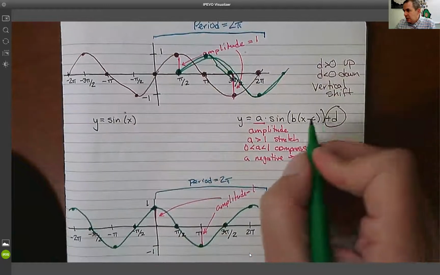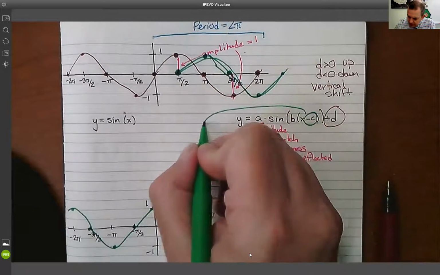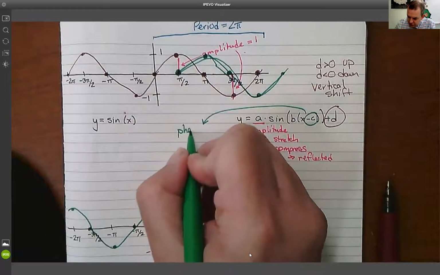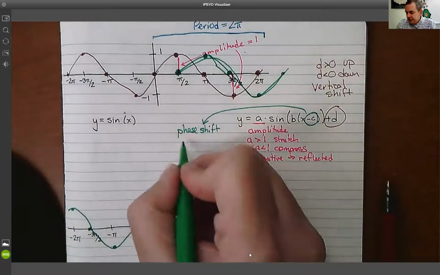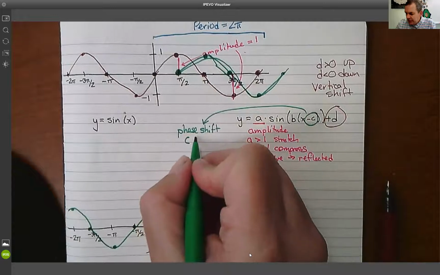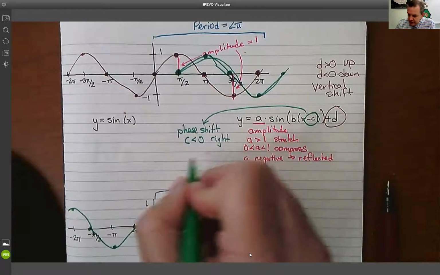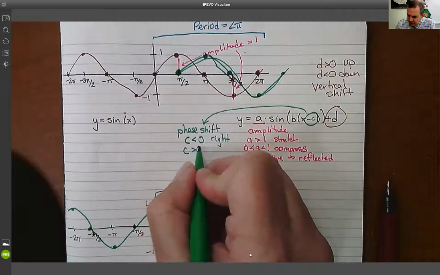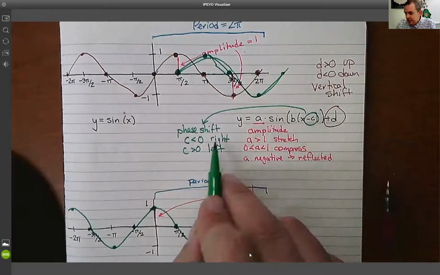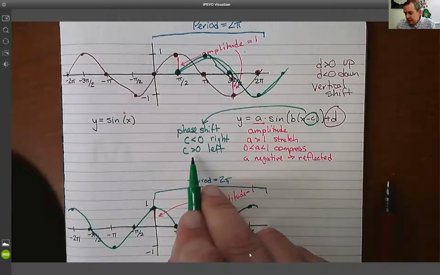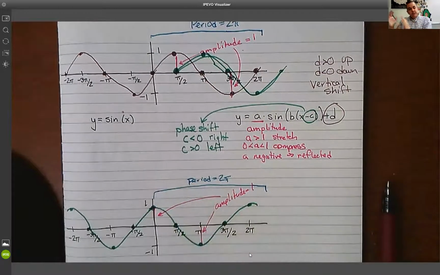So what I had said was this C part is going to be called a phase shift. And what a phase shift does is it runs opposite the way you would think. If C is negative, we're going to shift it to the right. If C is a positive number, we're going to shift it to the left. So like if I see a minus sign in front of it, I'm going to move it to the right. If I see a plus sign in front of it, I'm going to move it to the left. So again, that's how we shift it left and right.